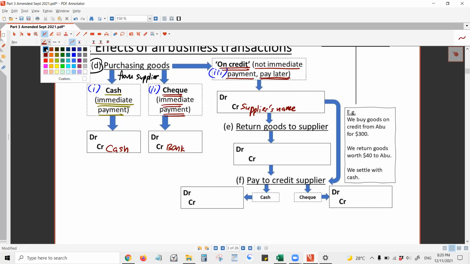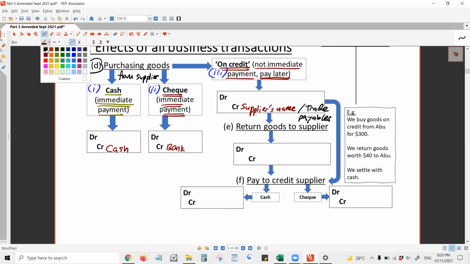Sometimes certain exam questions may not give you somebody's name. In that case, you have to write trade payables. Remember this term? You learned it in Part 1. Trade payables is a current liability. We owe money to the supplier. Okay, trade payables.